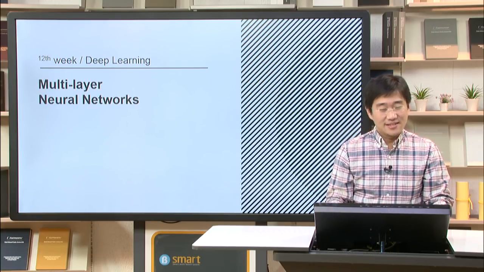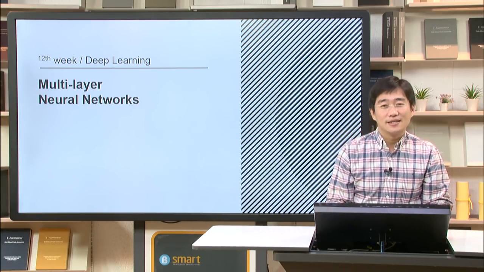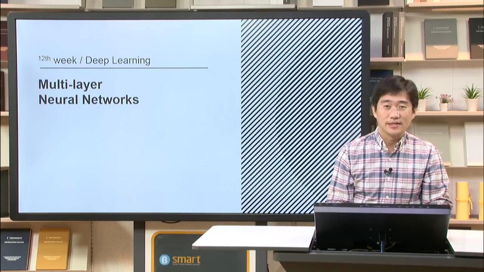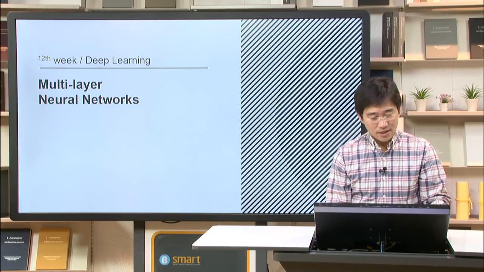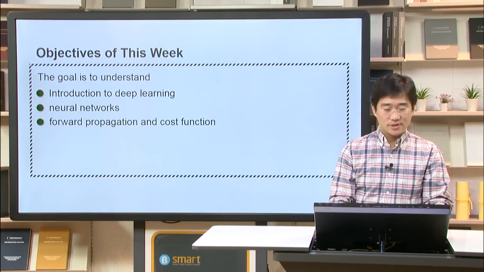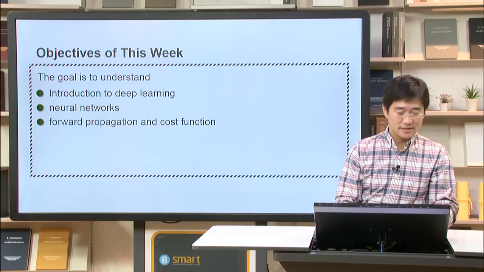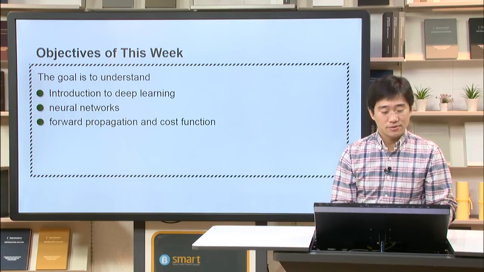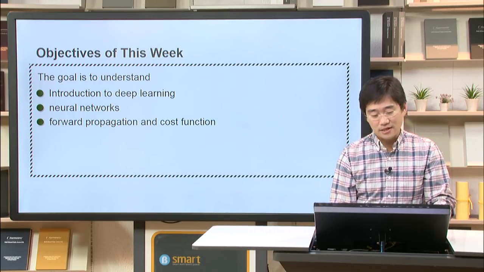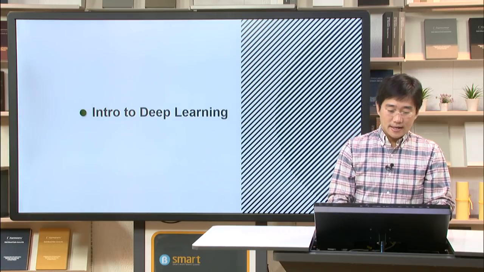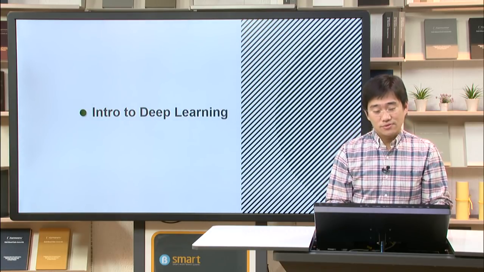So this is already the 12th week, and from this week we start to study deep learning. As a first starting point, we will study multi-layer neural networks. The objectives of this week's class are to understand some introductory materials of deep learning, and also how neural networks work, especially forward propagation and its cost function. Let me start with some introduction to deep learning.